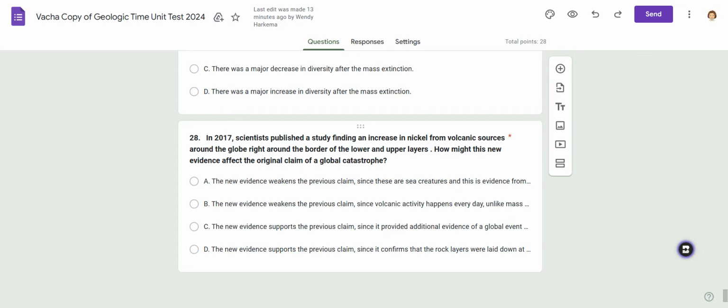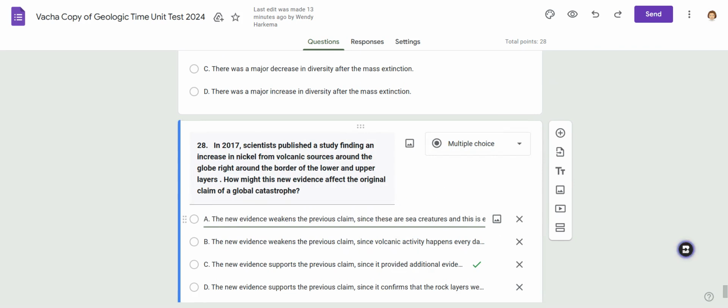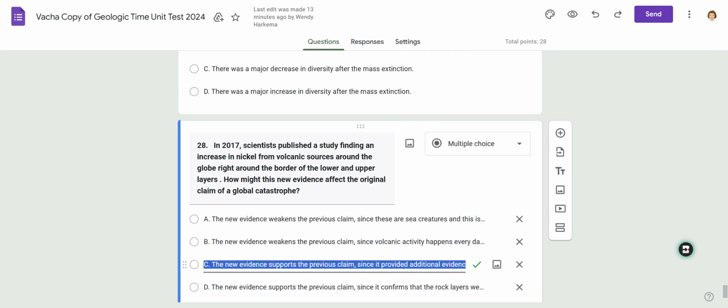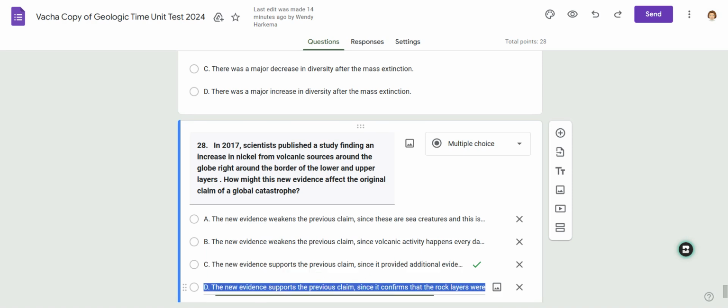A, the new evidence weakens the previous claim since these are sea creatures, and this is evidence from a volcano. B, the new evidence weakens the claim since volcanic activity happens every day, unlike mass extinctions. C, the new evidence supports the previous claim since it provided additional evidence of a global event during the same time. Or D, the evidence supports the previous claim since it confirms that the rock layers were laid down at the same time as the volcanic eruption?